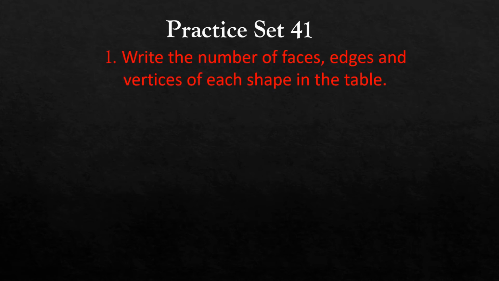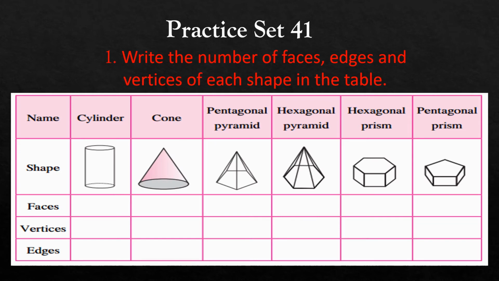Students, now we will discuss practice set 41, question number 1. Write the number of faces, edges and vertices of each shape in the table. Here you can see in this table you have to write the number of faces, edges and vertices of all these shapes. First is cylinder.